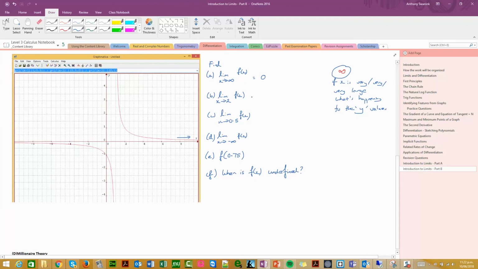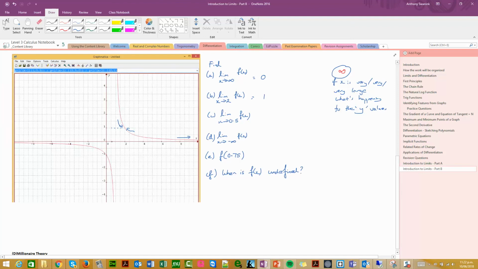Okay, let's have a look at the next one. Limit as x approaches 2. So what's happening to the function around 2 here? Well, from this side, looks like we're getting down towards 1 here. And from the other side, we're also getting closer to the same value. So that means there is a limit and it equals 1.